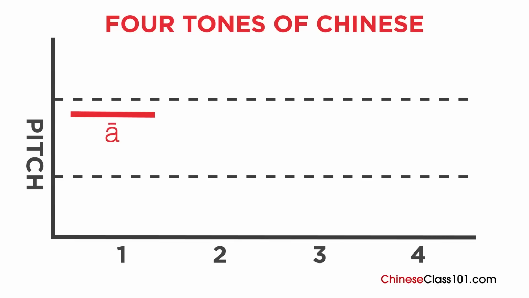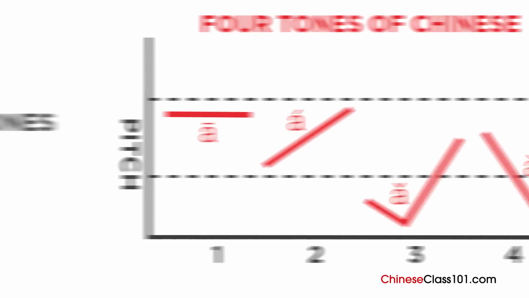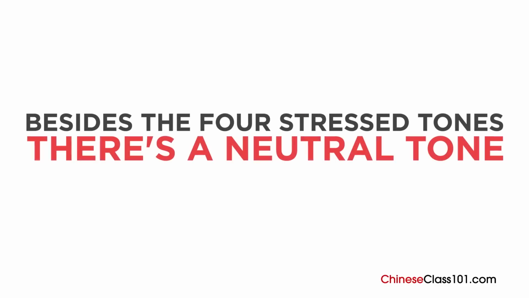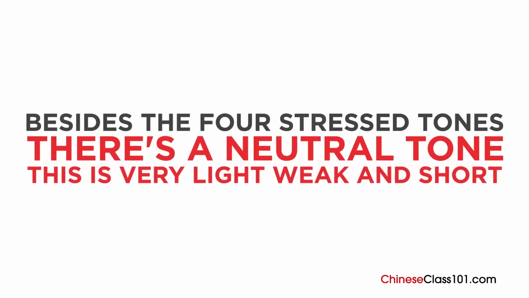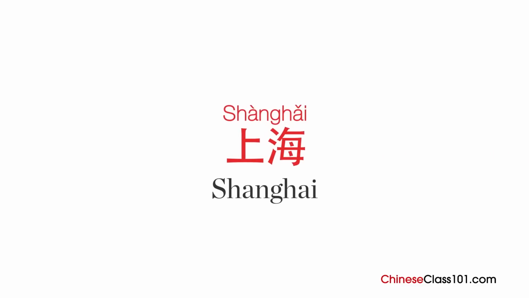The second tone starts with a middle pitch, then rises quickly. The third tone goes down from a low pitch, then rises to the middle of the pitch range. The fourth tone falls sharply and quickly from a high pitch. Besides the 4 stressed tones, there's a neutral tone. This is very light, weak, and short. Pay attention to the second syllables of the next examples.